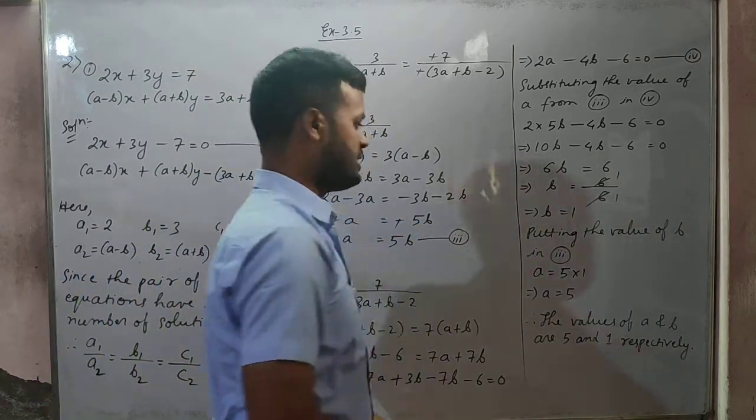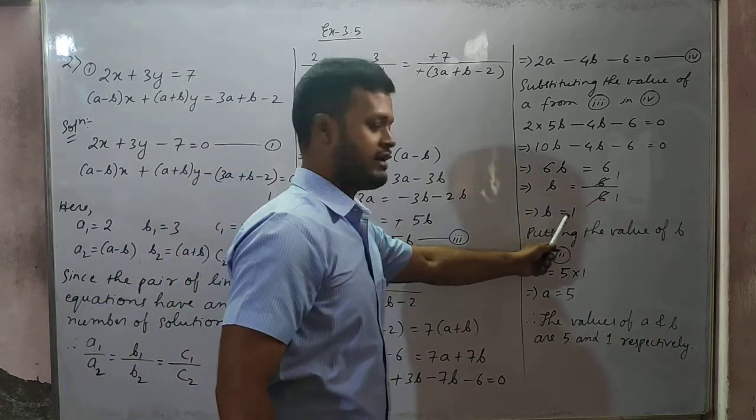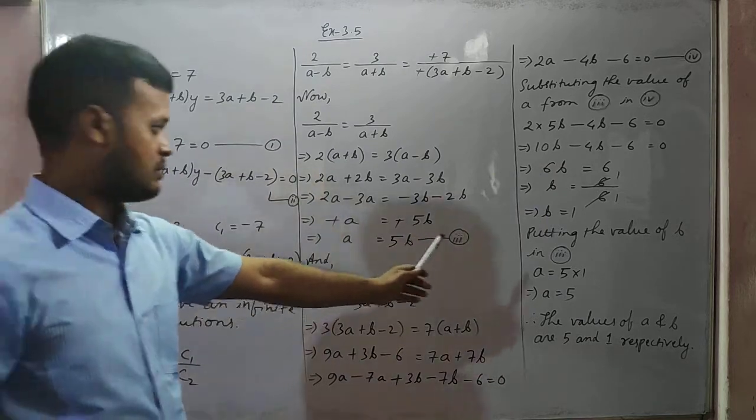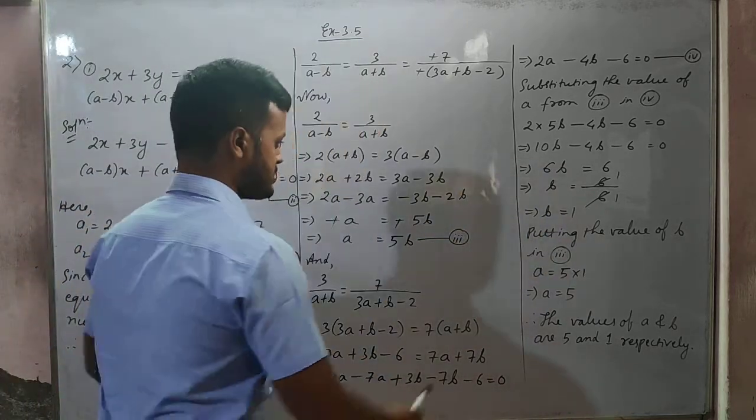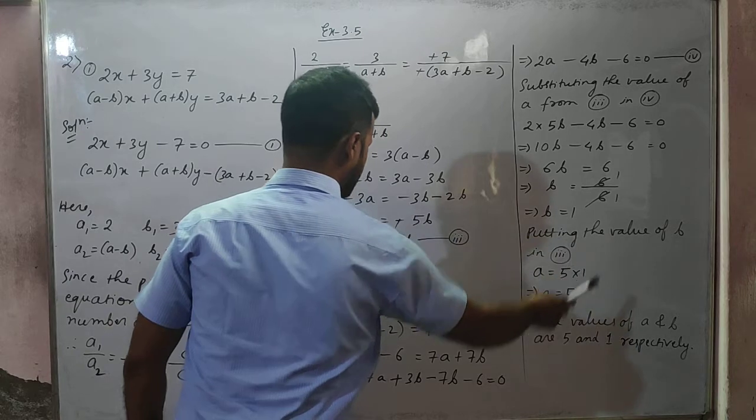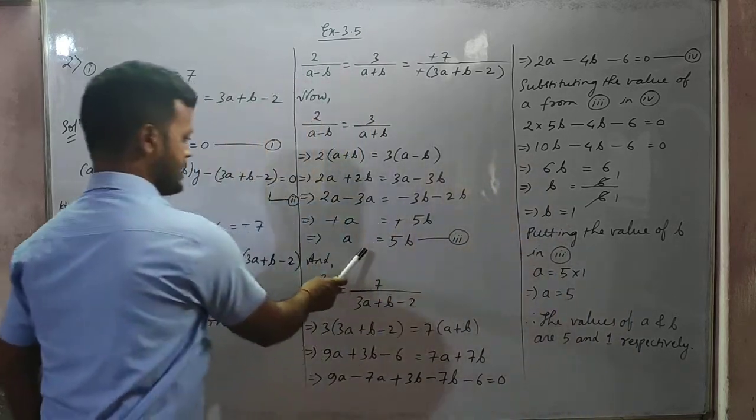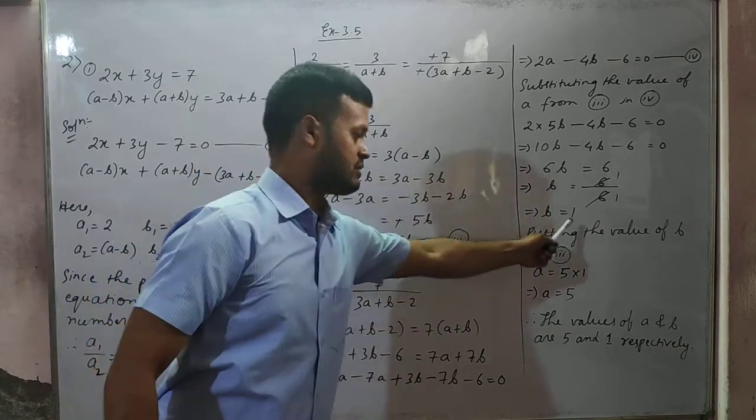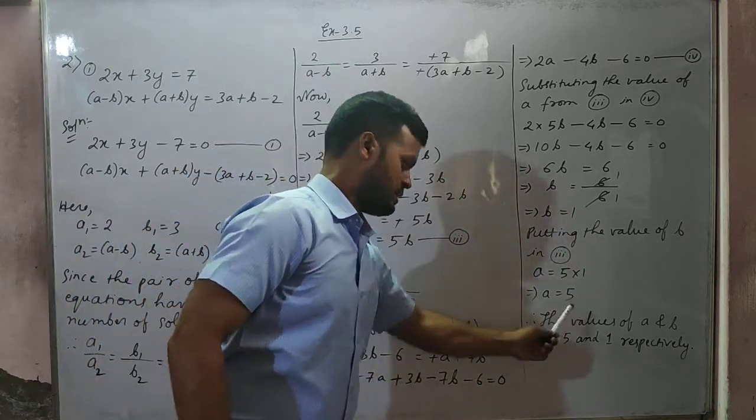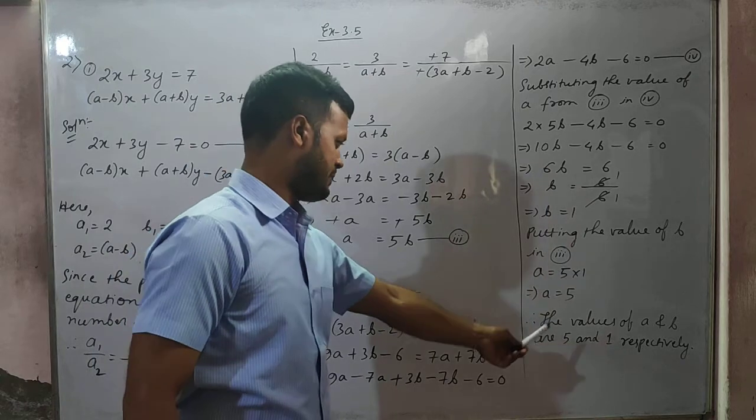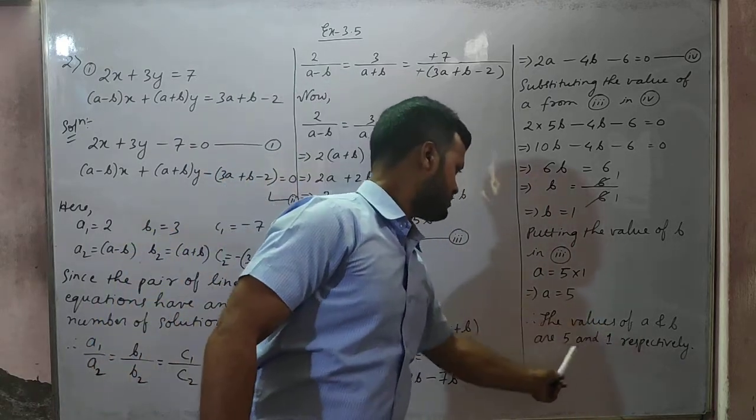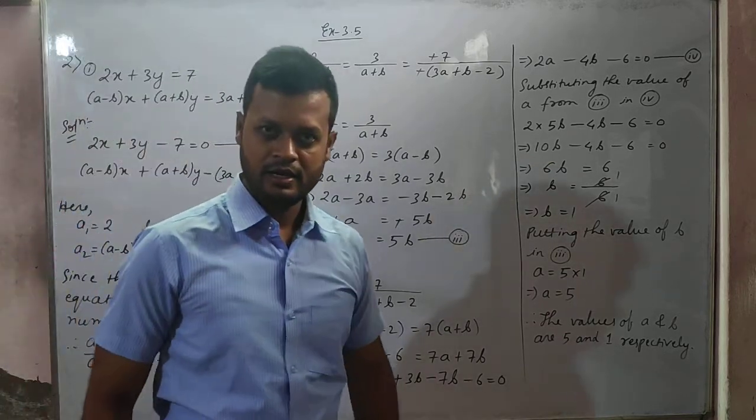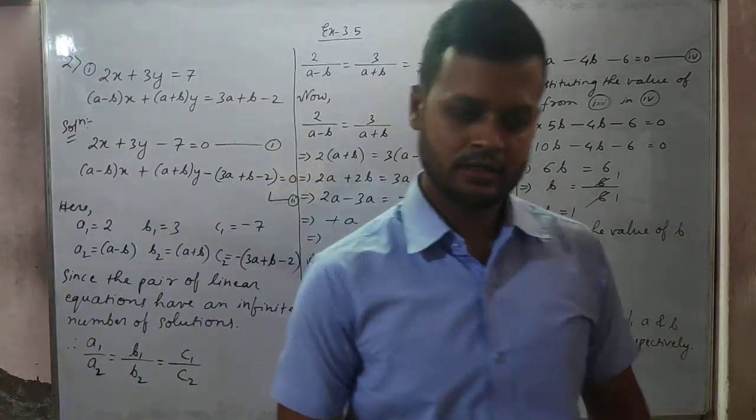Now putting the value of b in equation 3. We will take the value of b. What is the value of b, students? The value of b is 1, isn't it? So now we will take this value of b and we will put it here in equation 3. So a is equal to 5b is there, no? So in place of b you put the value of b, 1. So 5 into 1 is how much? 5. Now the value of a is 5 and the value of b is 1 respectively. Okay? Now all of you have understood this?